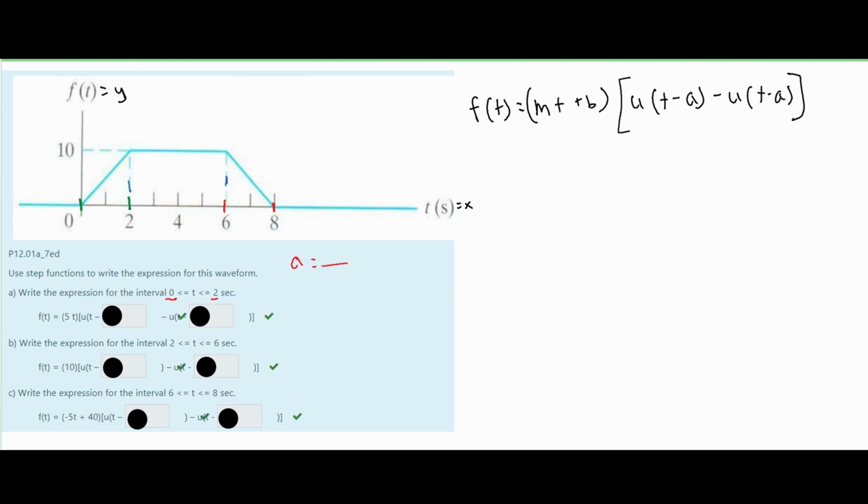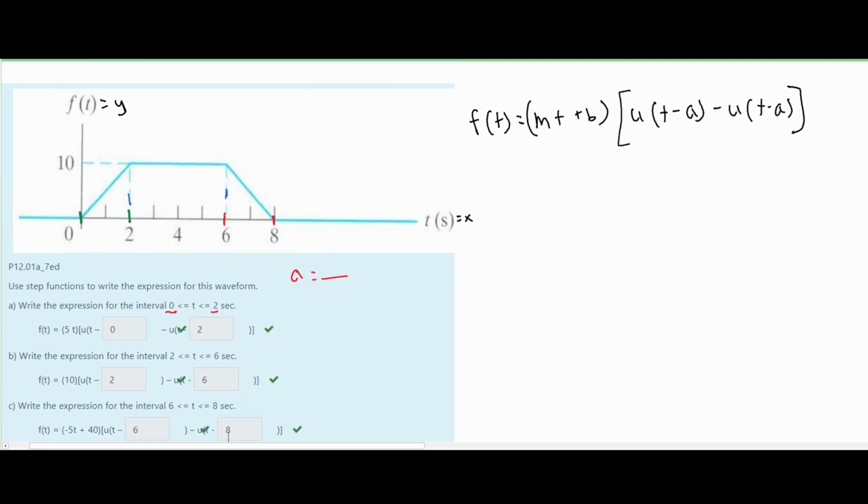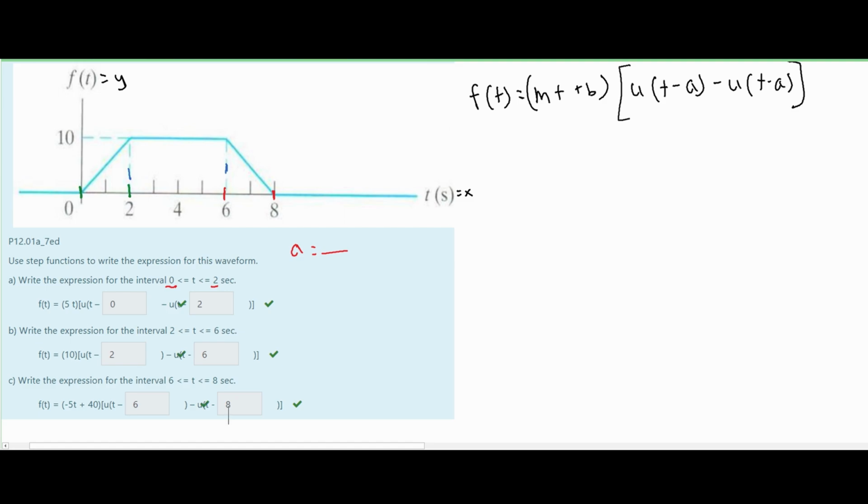And then we can just plug them into our equations. So the first A is going to be 0. So this one right here, if we reveal it, it's 0. And then this one should be a 2. So we have a 0 and a 2 for A. And then if we do this again for this one, we are going to have a 2, and then we should have a 6 because of this. And then looking at this one, if we delete these, we should have a 6, and then we should have an 8. So that is how we would solve this problem.